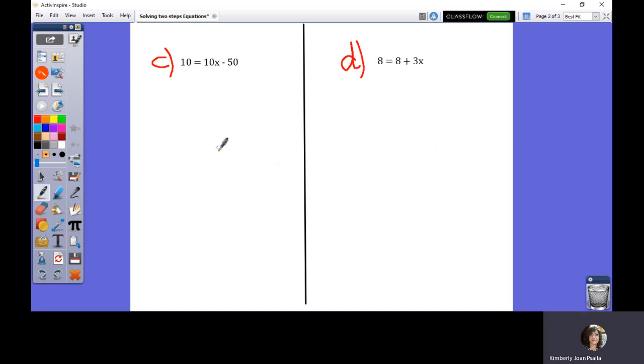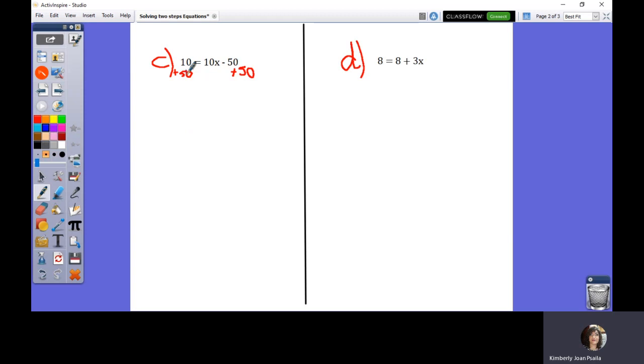We have another two examples here. So we have 10 is equal to 10x minus 50. It doesn't matter that x is on the right hand side now. We're going to move on by using the same steps. So first we're going to get rid of this negative 50. In order to cancel it out, we have to add 50 on the right and add 50 on the left as well in order to keep a balanced equation.